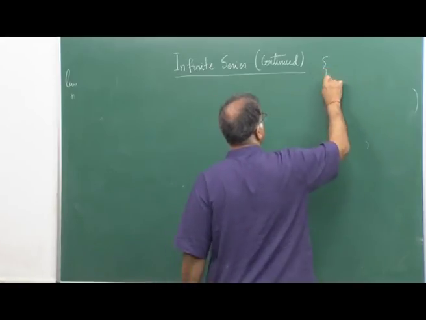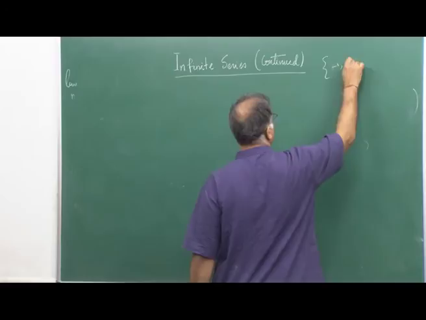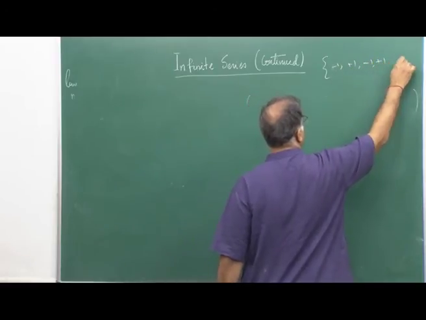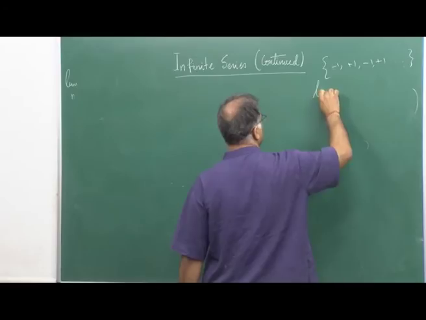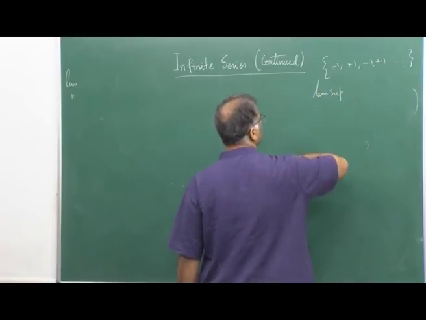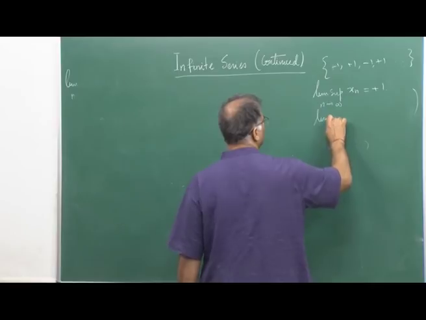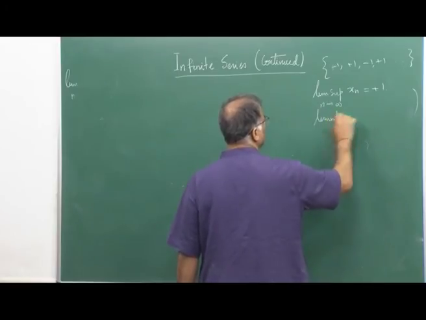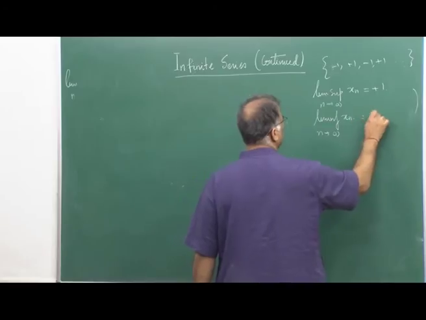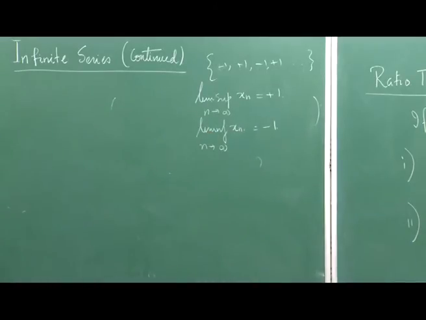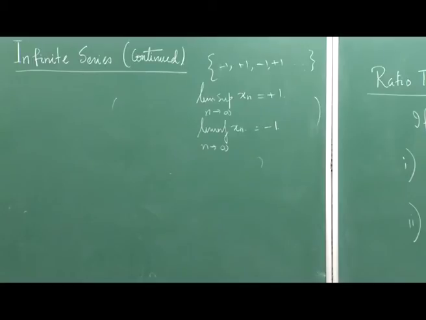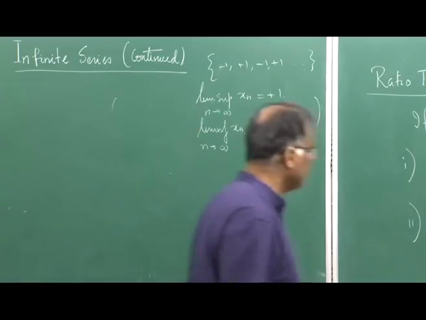You take the sequence, say, minus 1, plus 1, minus 1, plus 1 and so on. So, what is the lim sup of x_n here? It is plus 1, and lim inf of x_n as n tends to infinity is minus 1. So, if lim sup and lim inf are different, you will immediately know that this is not a convergent series. If the limit exists, they would be the same.